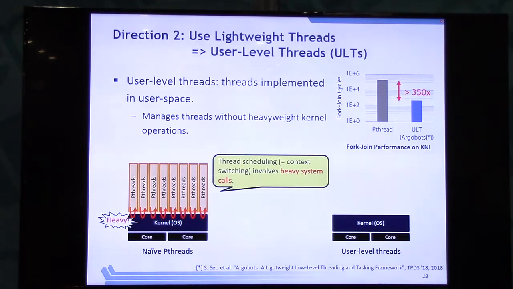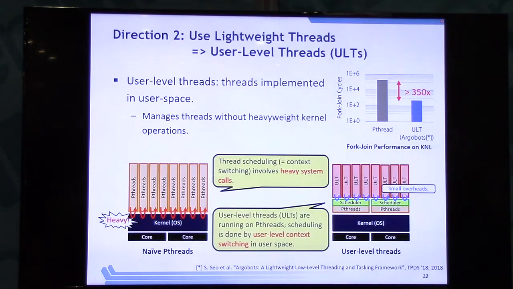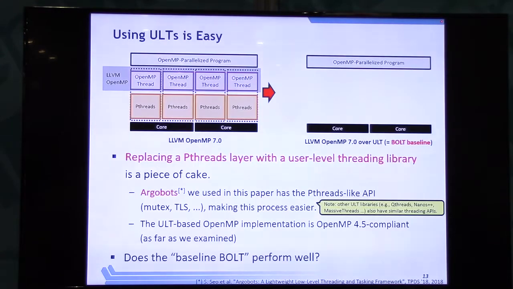ULTs are implemented in user space, so they run on traditional Pthreads, the OS-level threads in the figure. But ULTs do not use the OS scheduler for context switching, so every context switch is implemented in user space. This can significantly reduce threading overheads. For example, one implementation of user-level threads, Argobots, has 350 times smaller fork and join overheads than that of Pthreads. So using user-level threads can significantly improve performance.